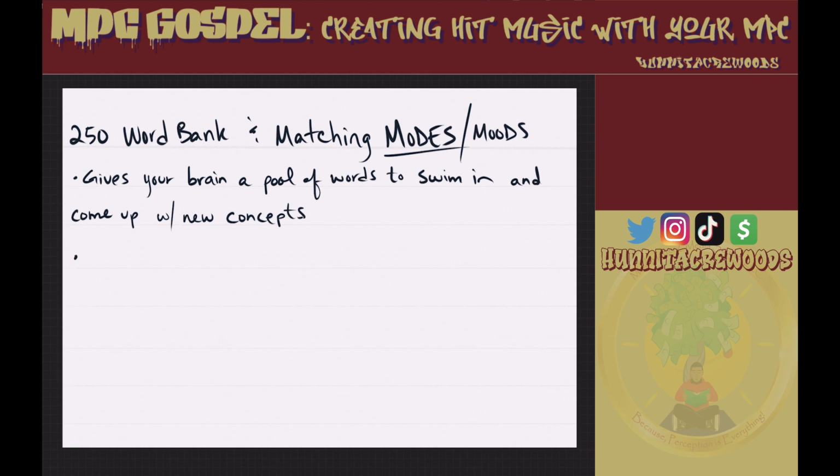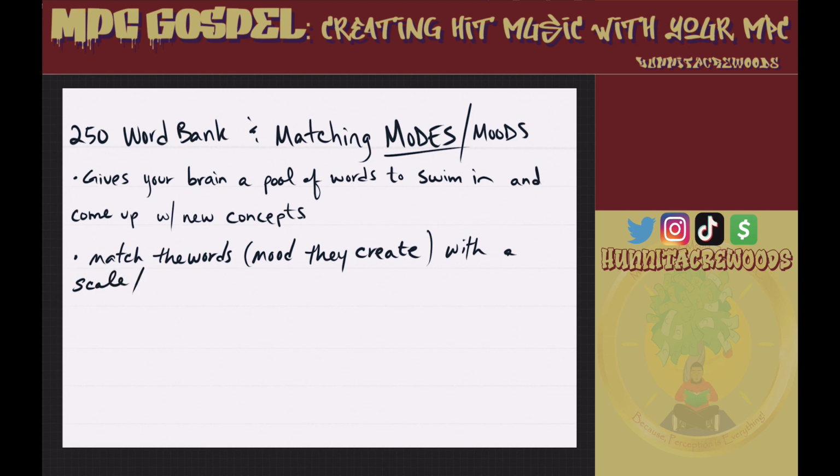So, you basically want to match the words and the mood that they create with a scale mode.